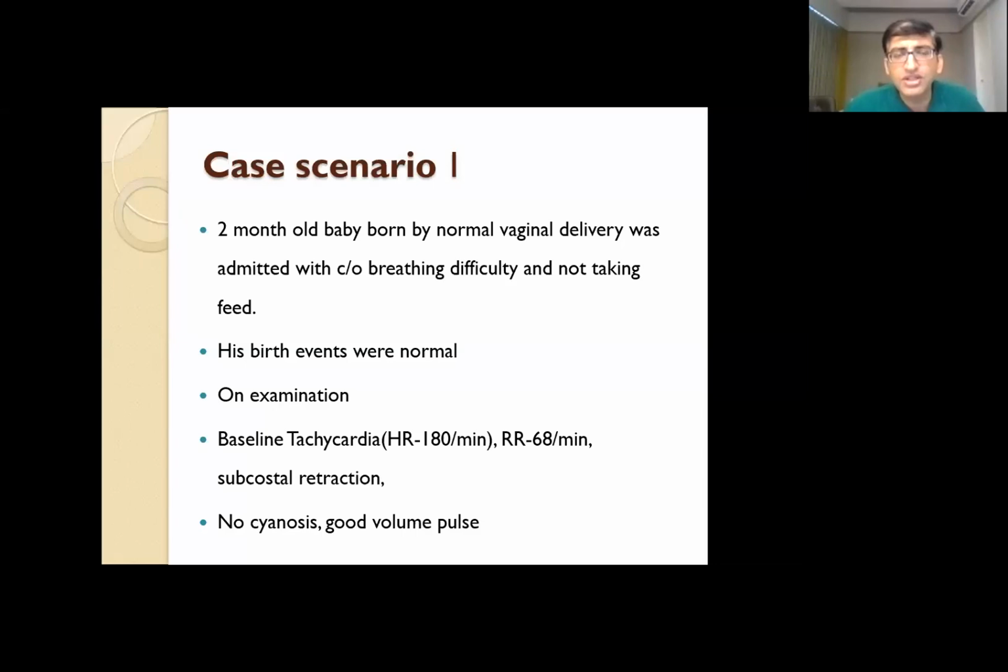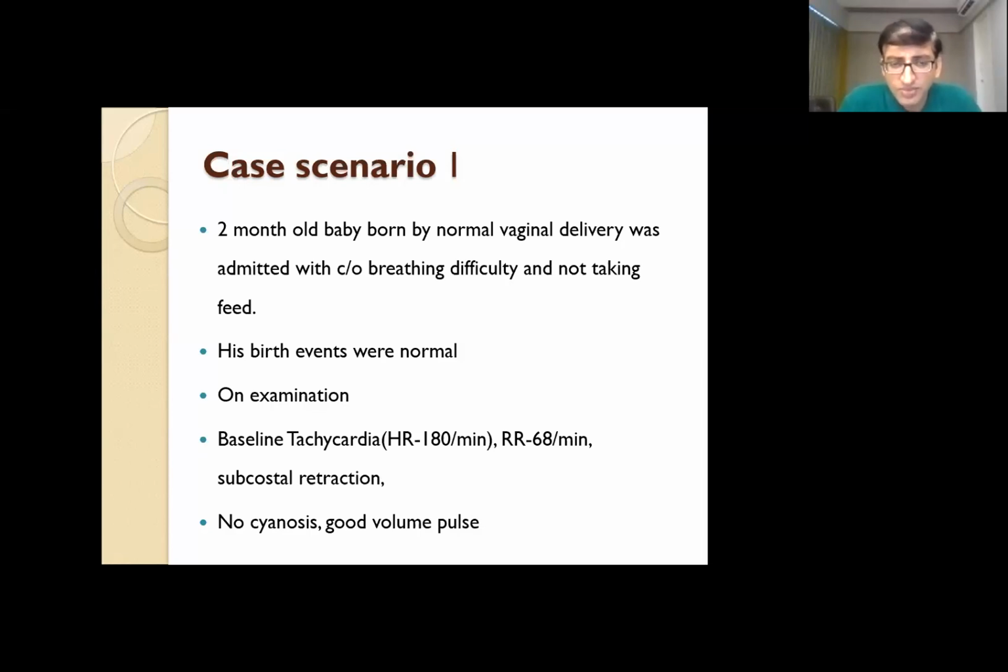So we will start with a case scenario wherein we have a 2-month-old baby who is born by a normal vaginal delivery and was admitted with a complaint of breathing difficulty and not taking feed. His birth events were normal, but on examination, the patient had baseline tachycardia, heart rate is 180, which is not normal for a 2-month-old child.